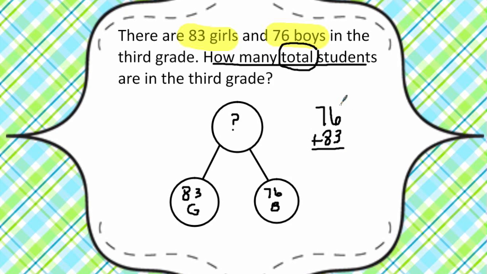Always start with my ones column, and here's my ones column. I have a 6 and a 3. 6 plus 3 is 9. Then I move to my tens column. My tens column has a 7 and an 8, and 7 plus 8 is 15. So my total is 159. I can then put that in my total circle at the top of my number bond.